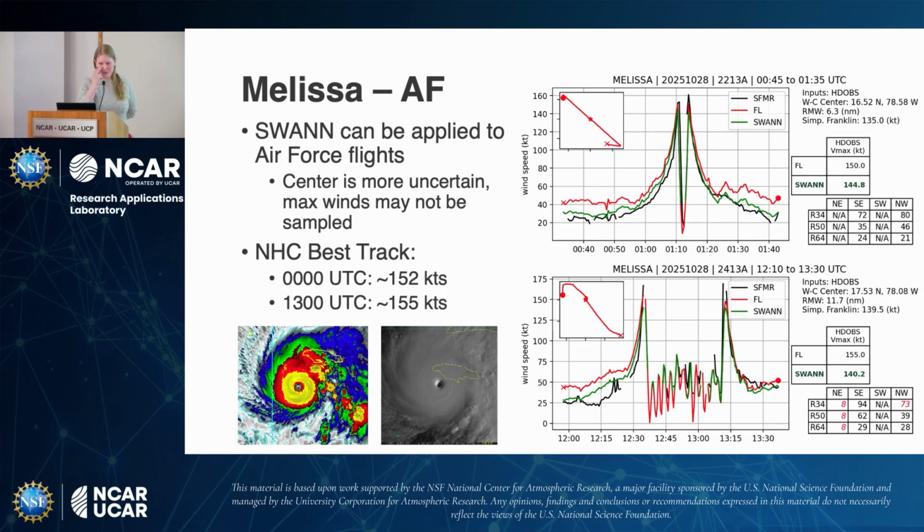Another potential issue with these Air Force flights is the center is more uncertain. If you don't have a 2D wind field, the plane has to hit the center. So we can find the best center based on what the plane was flying, but if it doesn't get the center right, there's opportunity for more uncertainties. But we've heard from the forecasters that they would really like it applied to this data because you often don't have the extra information that you do with TDR.